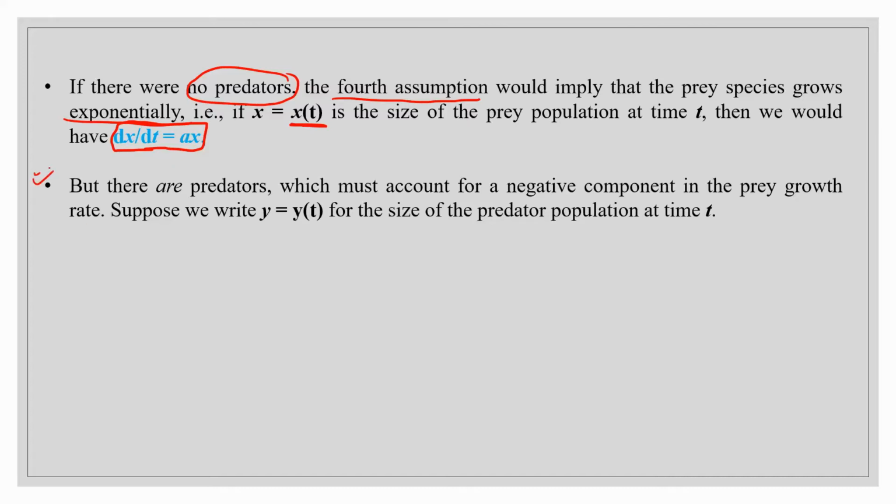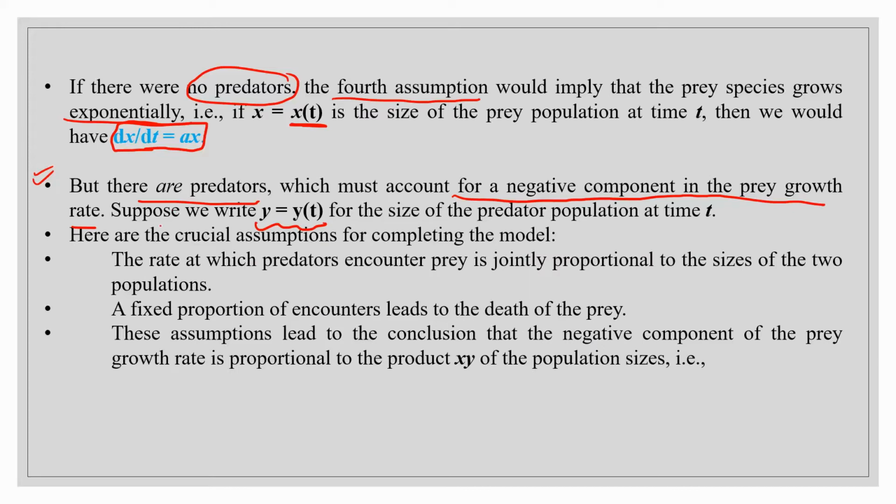But we know that there are predators and we denote their population by y. So if the predator eats the prey, there should be a negative component in the prey growth rate, and obviously that will be proportional to the product of the population sizes. So we can write the complete equation for the prey population as this.